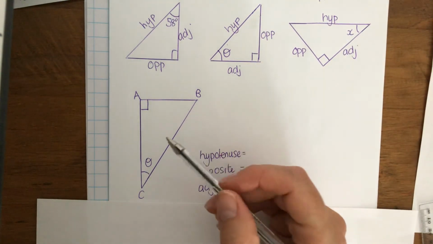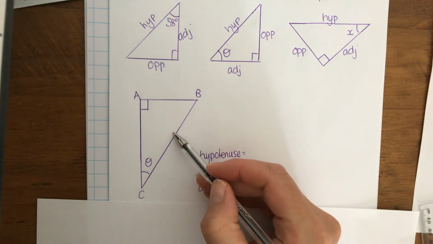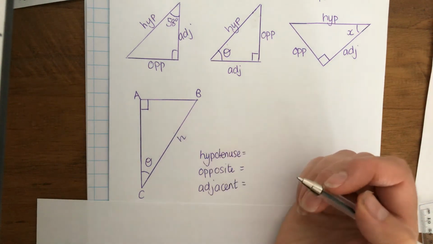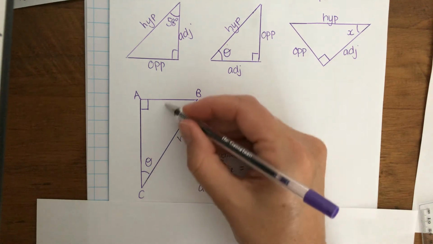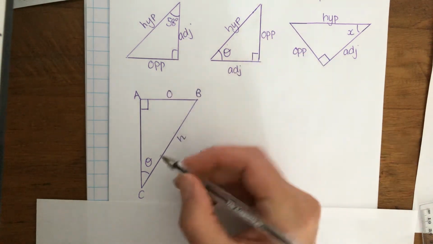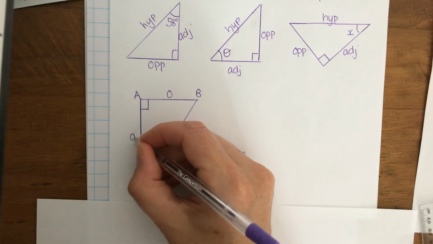So on this one, opposite the right angle is called the hypotenuse. I'm just going to put an H there. Opposite the angle of interest, O. Next to the angle of interest, A.